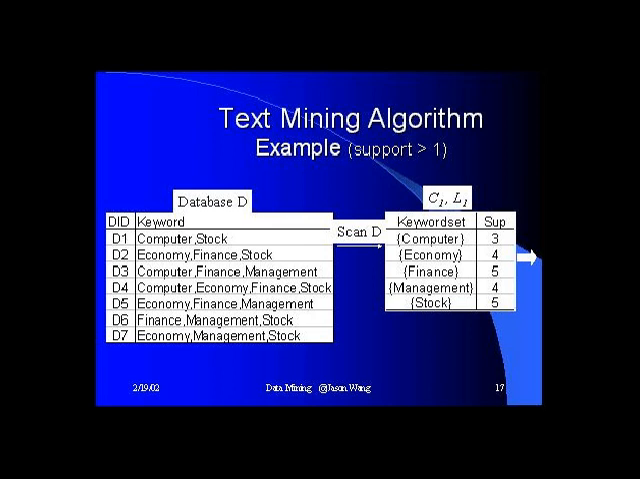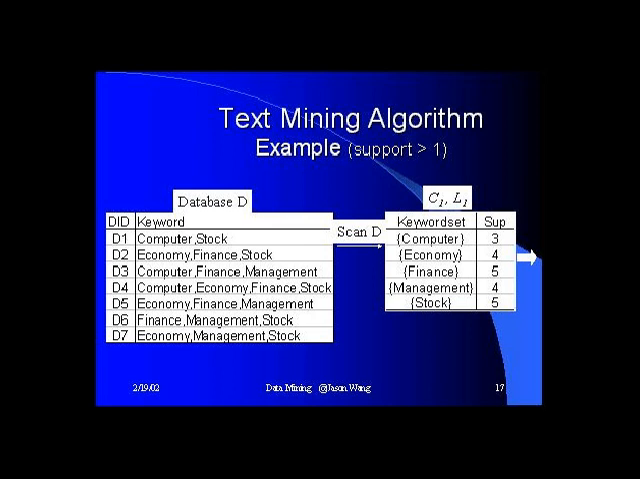So the support for computer is 3, meaning that there are 3 documents in your database that contain the keyword computer. Let us check that. D1 has computer, D3 has computer, D4 has computer. So there are 3 documents containing the keyword computer. Is that clear to you about how I find these support values for these 1 keyword sets?